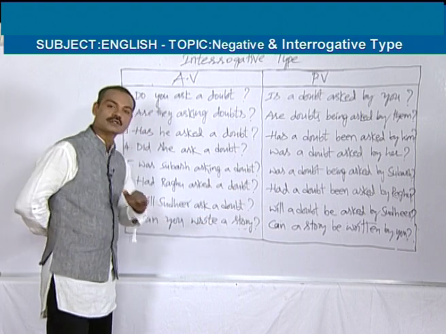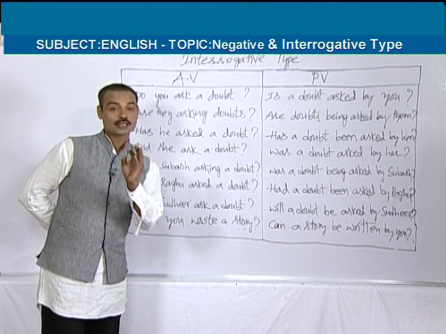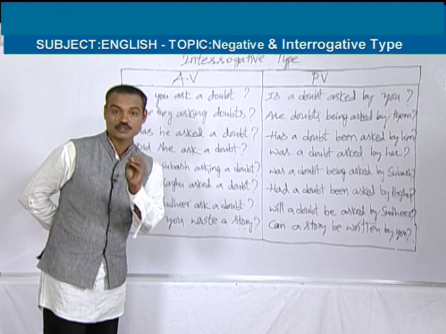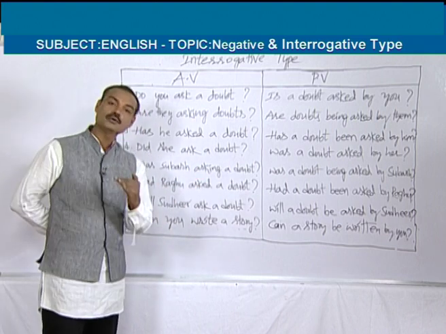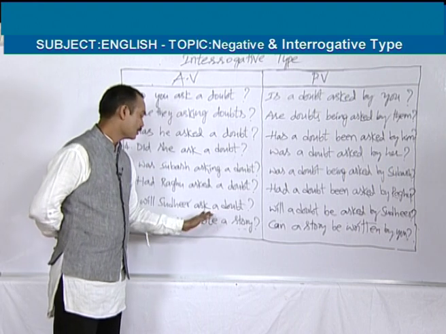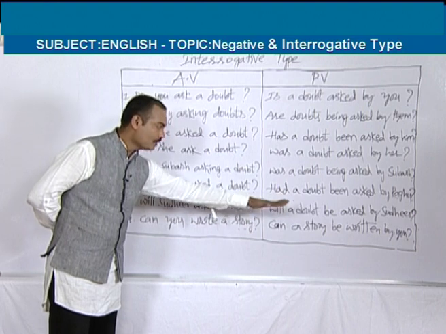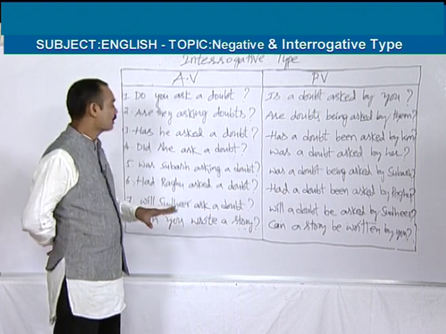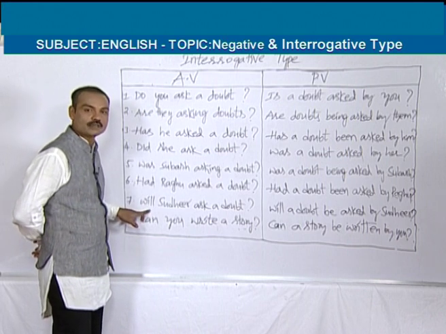Because will can be used for singular objects and plural objects. Please don't think that shall should be used for singular objects and will for plural objects. It's not like that. Will can be used for plural and singular objects. So, will Sudhir ask doubts? Will doubts be asked by Sudhir? So, friends, from here to here, we have practiced with 7 tenses.